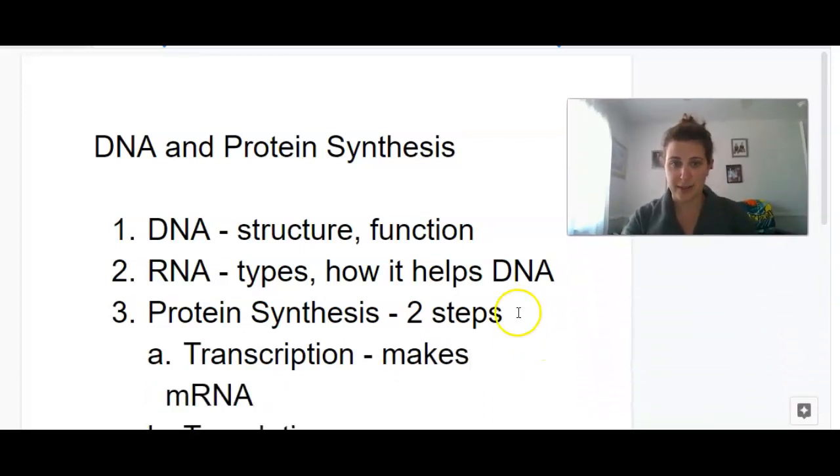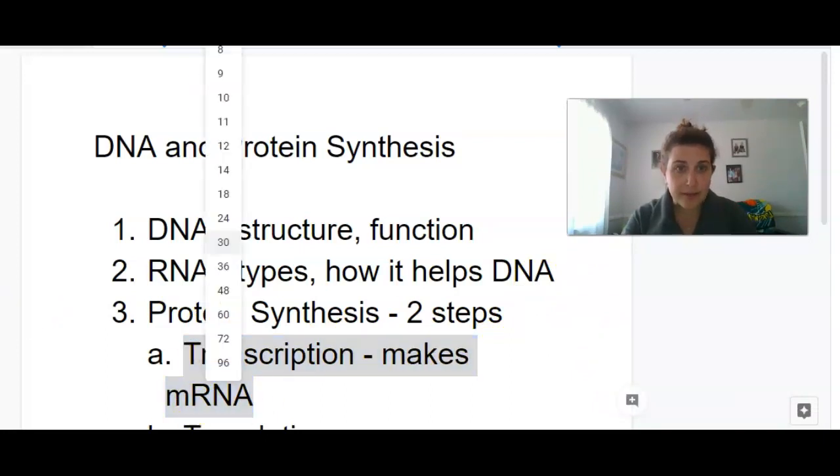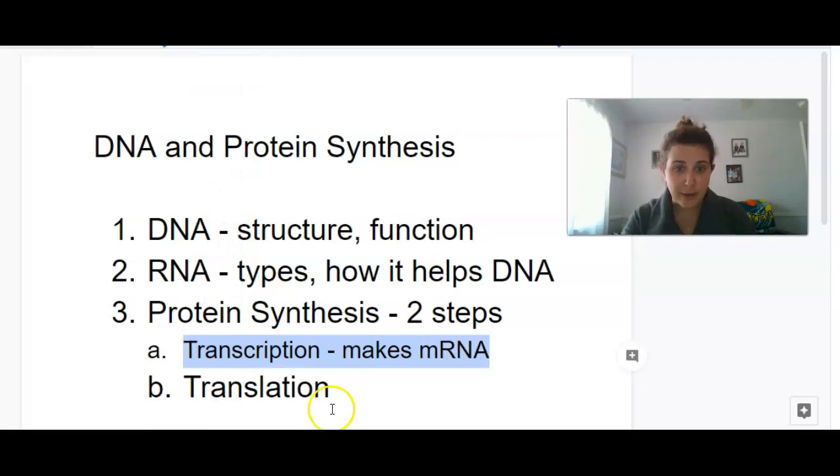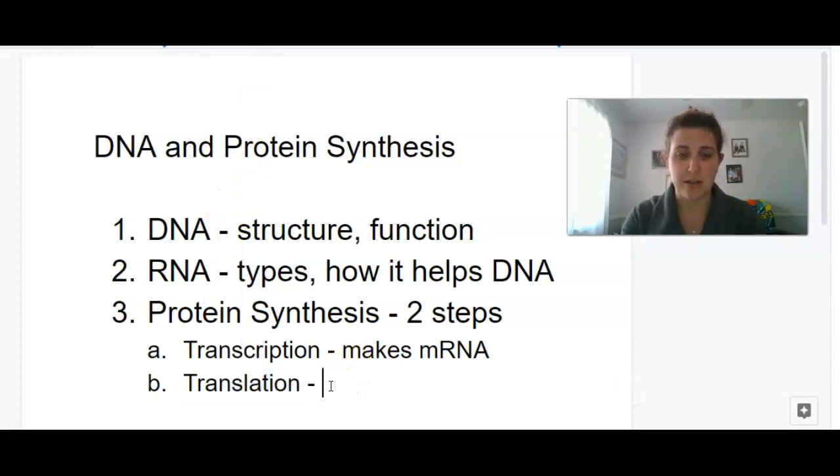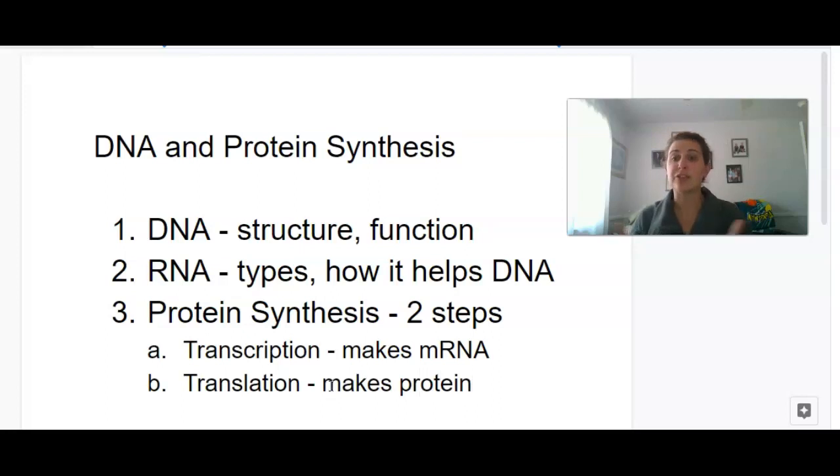Move myself out of the way here. Make that a little smaller so we can see it on one slide. There we go. And translation, we'll make that smaller too. Translation makes protein. So that's it. We have 3 things to do. So that's going to take us 3, maybe 4 class days.